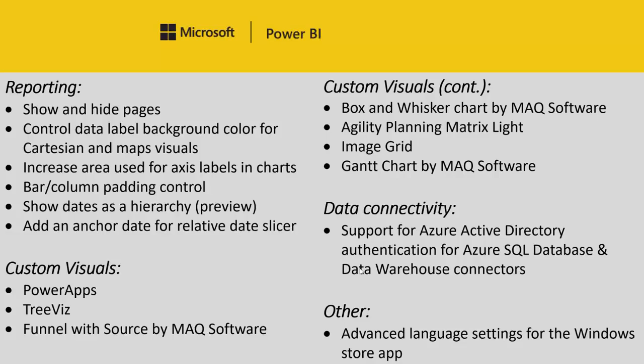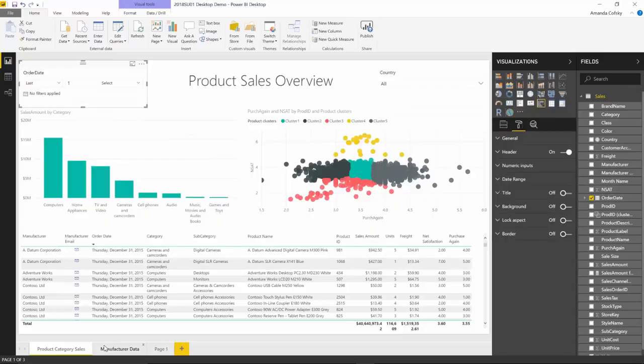You may also have pages that don't make sense for users to just directly access. You may want them to only reach that page by drilling through to it, or through navigation you set up using bookmarking, in which case you wouldn't want them to see the page in the navigation bar, and so you can now hide those pages. So let me show you how to use that feature.